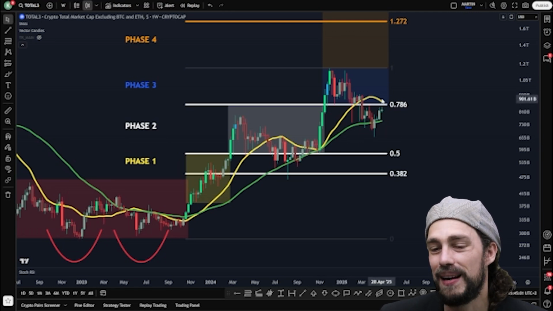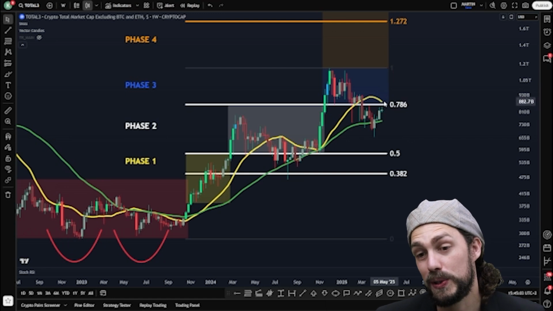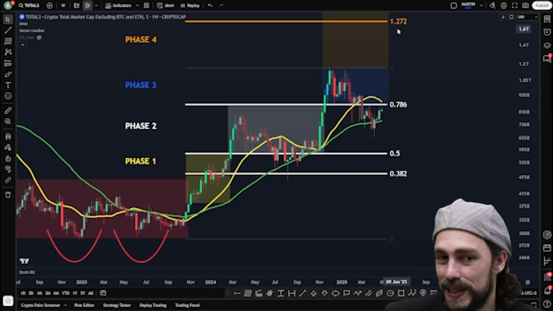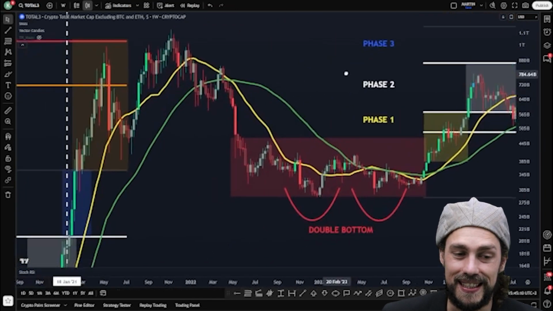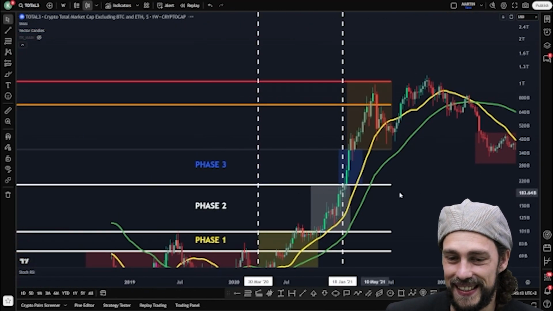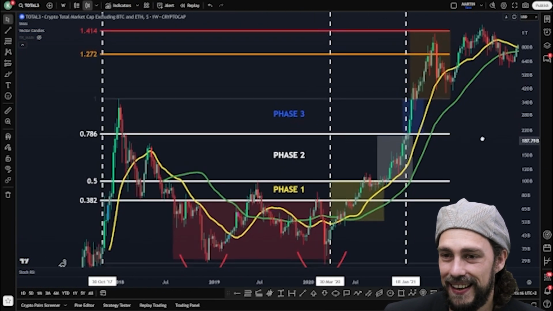I want us to break above the 21 SMA and build support on top of the 21 SMA to try and push into our higher Fibonacci levels. Now, if history were to repeat, we can see in our previous bull run here, let me just show this to you, it's fascinating to see it. We can see a couple of things.